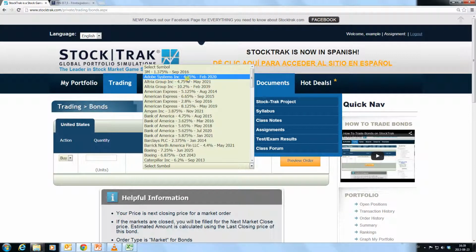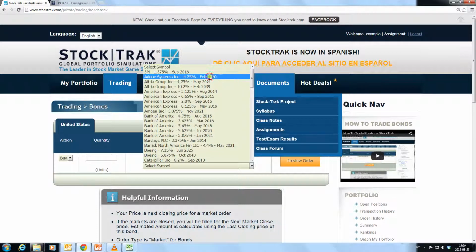Now, in the name, you have most of the information that you need. Here on Adobe System, you can see the percentage 4.75%, that is the coupon rate of this bond, and February 2020 is the date that this bond matures. So from today, it's roughly 6.5 years until this bond matures.